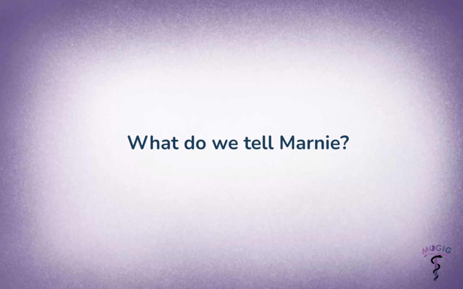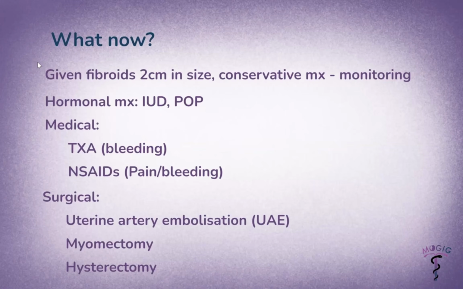So from here, I think the most important thing we tell Marnie is that because her fibroids are 2 centimetres in size, which is less than sort of the cutoff of 6 to 8 centimetres, we probably are happy just to manage her symptoms for now, and she probably won't require any definitive management at this stage beyond monitoring. So generally with fibroids, we say the cutoff is about 6 to 8 centimetres.